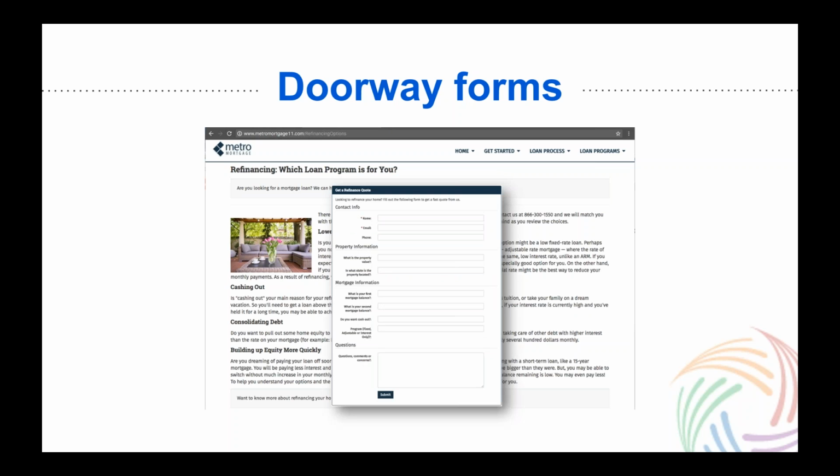Don't just give them this page, right? Pop a form up there that says, are you thinking about refinancing? Give us a little information. I would suggest, honestly, a shorter form than this. This is pretty detailed. You just want to get the conversation started.